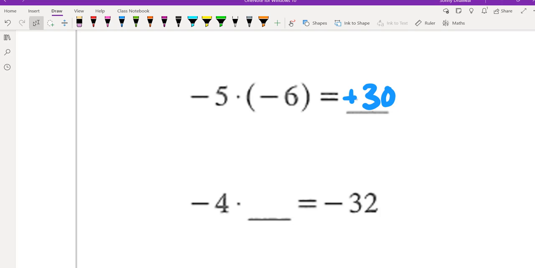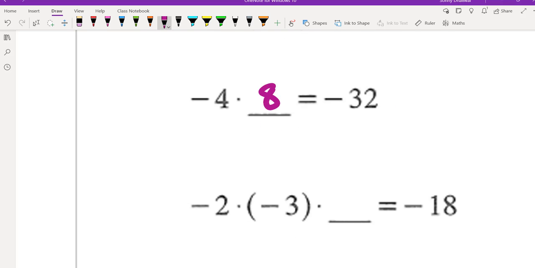4 times something is 32. What's that something, Addison? 8. 4 times 8 is 32. Now, is 8 positive or negative? Positive. Positive, right? So -4 times a positive 8 gives you a -32. Okay? Excellent.